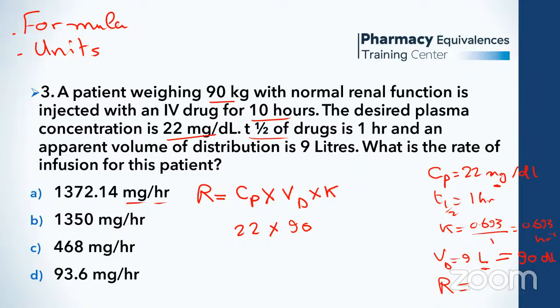Okay. The unit of the time is hour, and here the T-half is in hours, so it's okay. So directly you can use the K, which is 0.693. Okay. Directly multiply all of those information together to get the answer, which will be 1,372 milligram per hour.